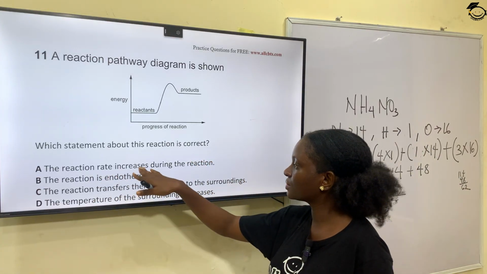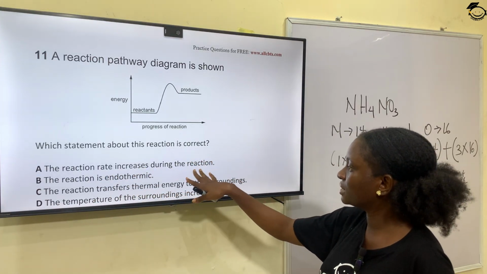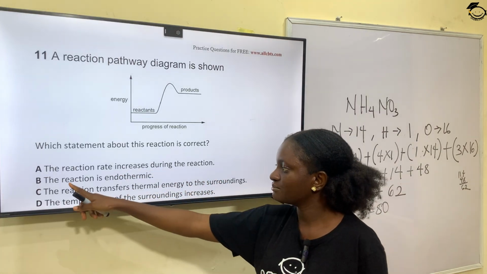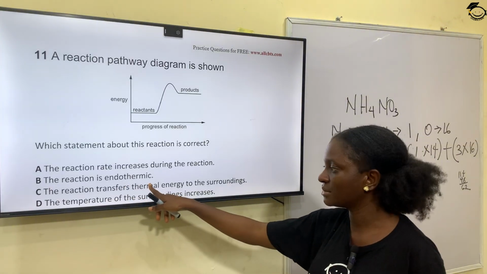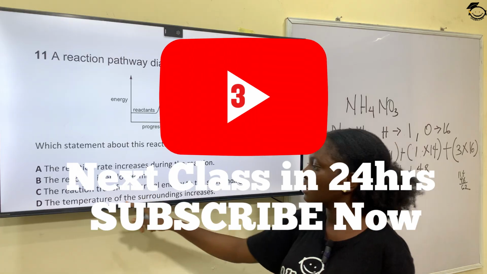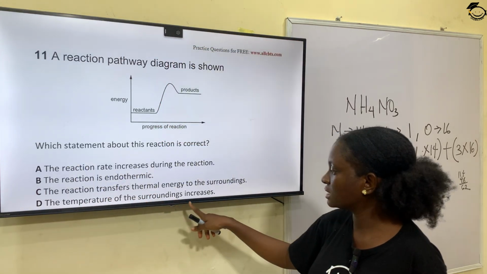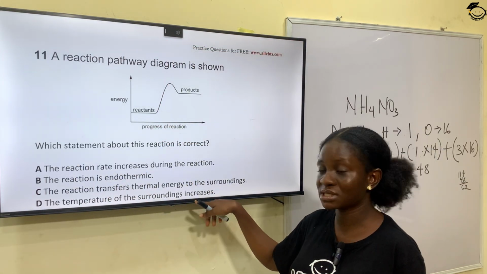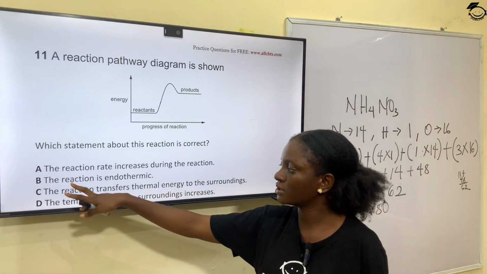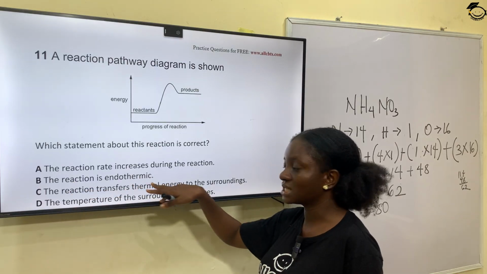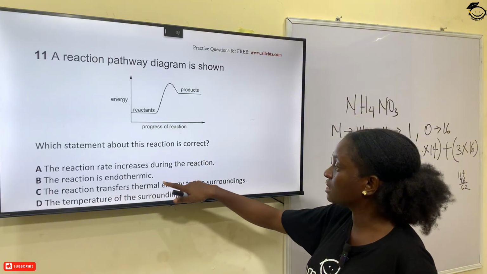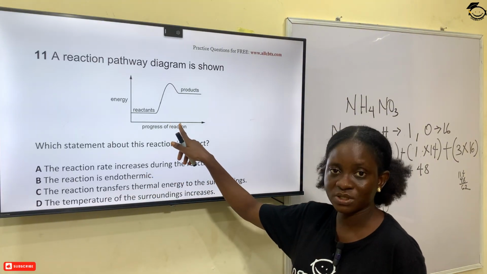Option A, the reaction rate increases during the reaction. B, the reaction is endothermic. C, the reaction transfers thermal energy to the surroundings. D, the temperature of the surroundings increases. C and D mean exothermic, that means there's release of energy. But option B is endothermic, that's absorption of heat from the surroundings. So option B answers this question correctly.